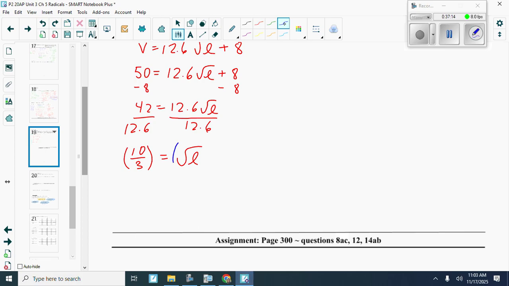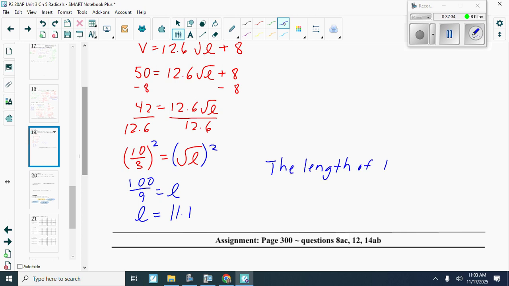Now I'm going to square both sides. Move over the L. It does want it to the tenth of a meter, so go ahead and convert it back to decimal form. For problem solving questions, write a sentence answer: the length of the skid would be. Make sure that you are looking at units, you are rounding correctly, and away you go.